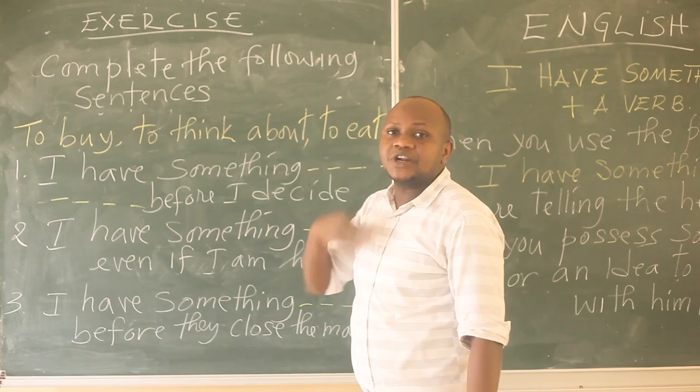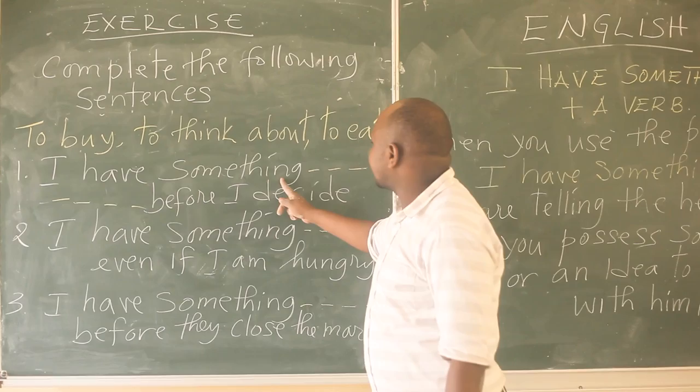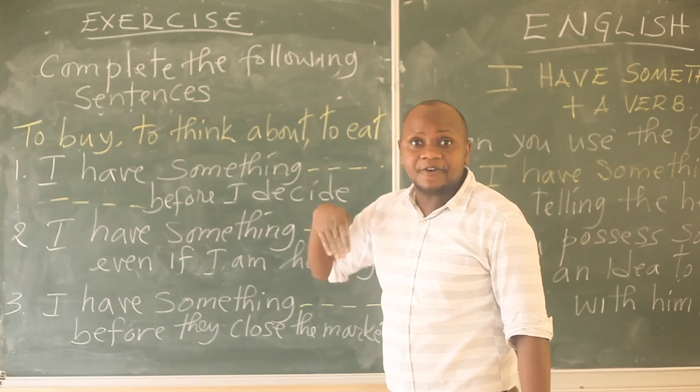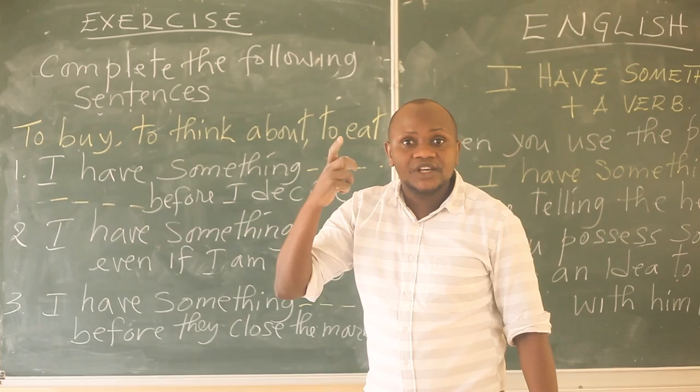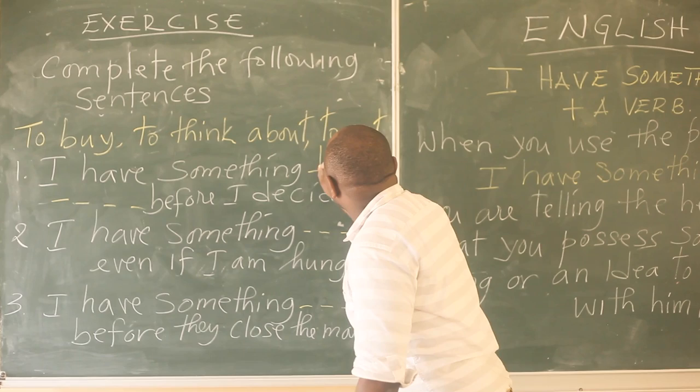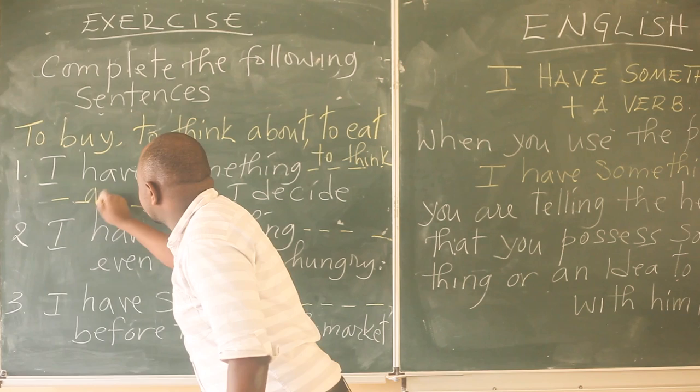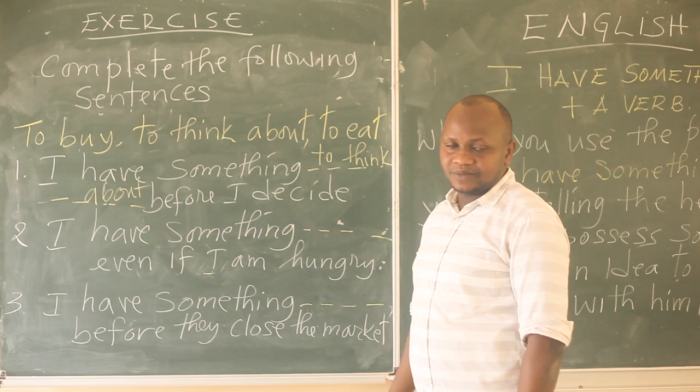You say, I have something to think about. I have something to think about before I decide. Mfite ikintu ngomba gutekerezaho mbere yo kwanzura cyangwa yo gufata umwanzuro. Before I take a decision. Kuko ufata umwanzuro wabanje gutekereza. It's better to say, I have something to think about. That was the first answer. Igisubizo cya mbere ni iki? I have something to think about.